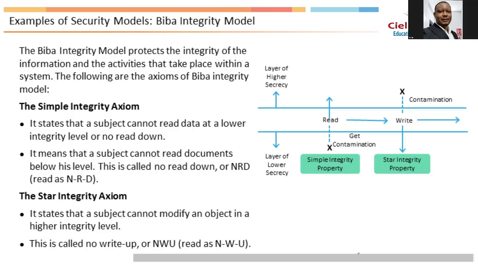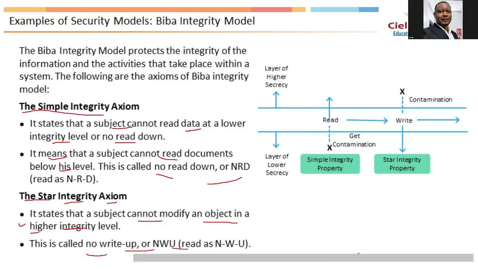Again, it has the following rules. The simple integrity axiom, which says that a subject cannot read data at a lower integrity level, or what we call no read down. Cannot read something lower than you. So it means that a subject cannot read documents below his level. So this is called no read down. Then there's the star integrity axiom, which says that a subject cannot modify an object at a higher integrity level, which is called no write up.